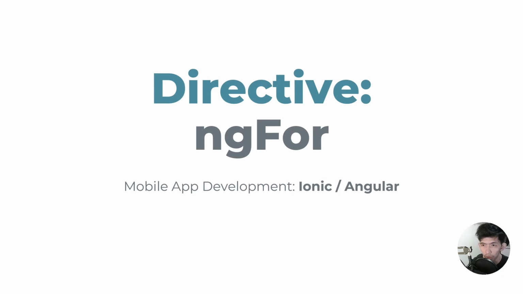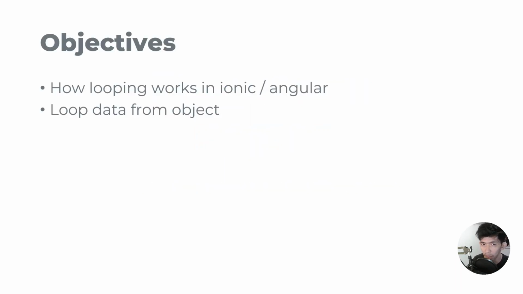In this video, we are going to talk about ngFor. In the last video, pinag-usapan natin yung ngIf directive, wherein yun yung parang, in other programming languages, if-else. Now, ngFor is like a for loop sa other programming languages. So the objective of this video is to show you how looping works in the Ionic Angular template, dun sa HTML natin. And paano tayo maglo-loop ng data, like for example, object and then array.